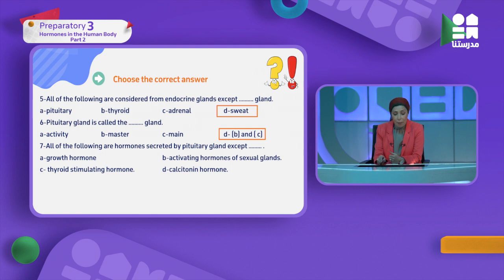طيب لها علاقة بالكالسيتونين هرمون؟ no the only answer here هي كالسيتونين هرمون. هي البيتيوتري مالهاش علاقة. ده هرمون related للثايرويد gland.